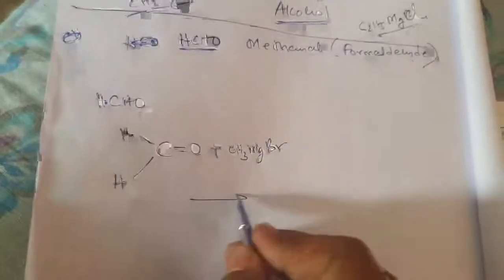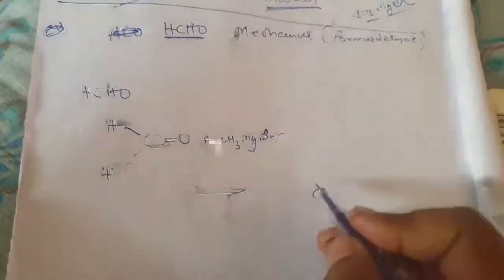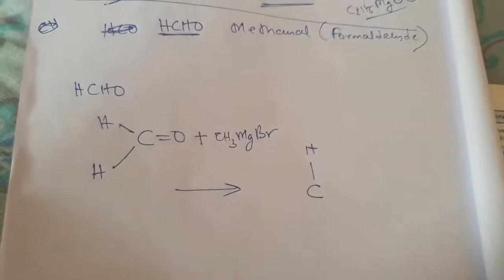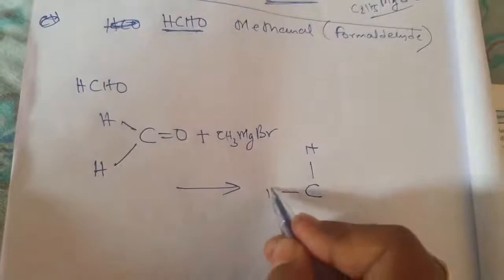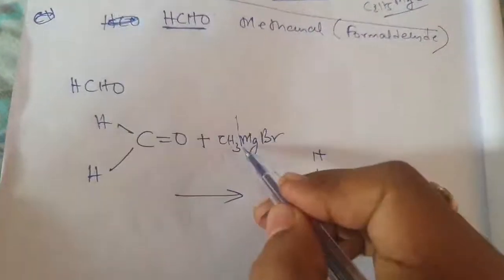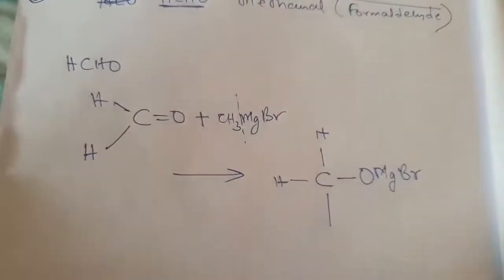Now what you will get is an intermediate. This H will be in its place. This H will be in its place. This double bond will break to a single bond, and this will come down. Here you will get breakage. You will get OMgBr, and here you get CH3. This is the intermediate.